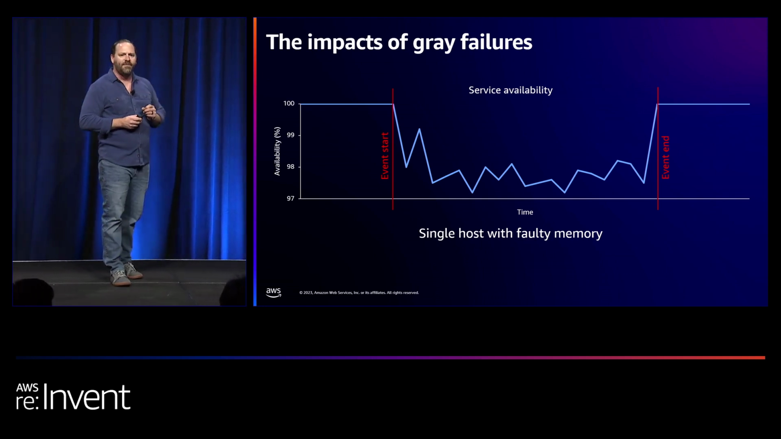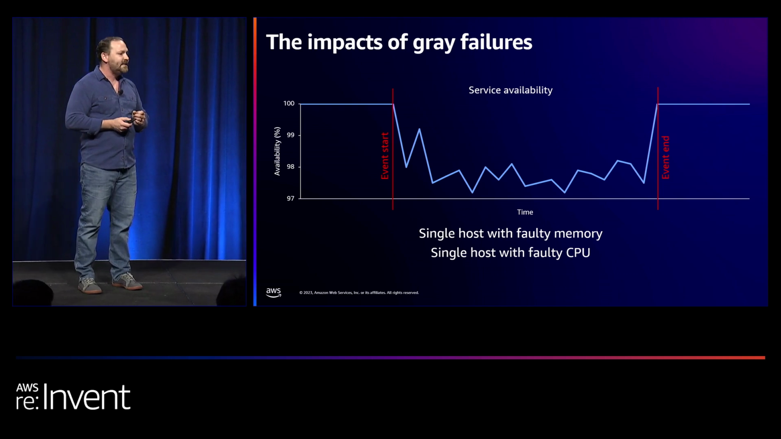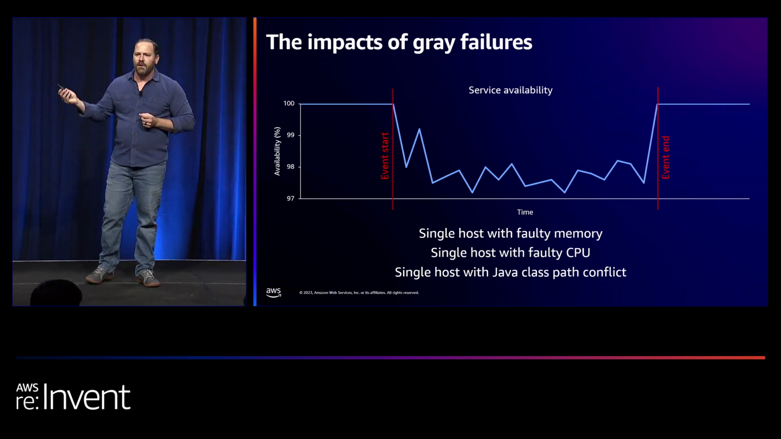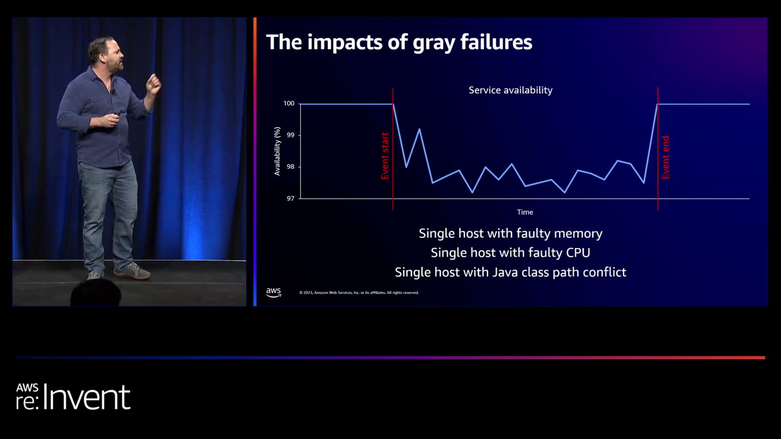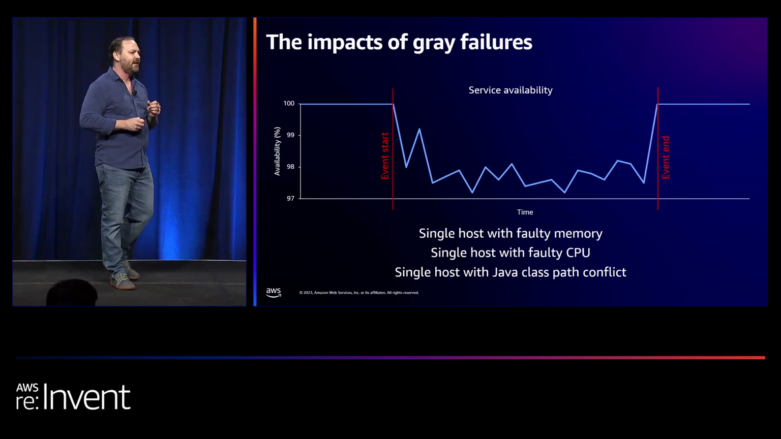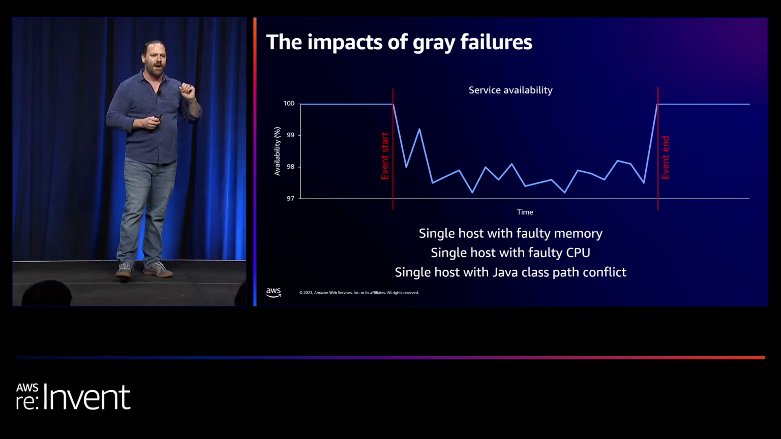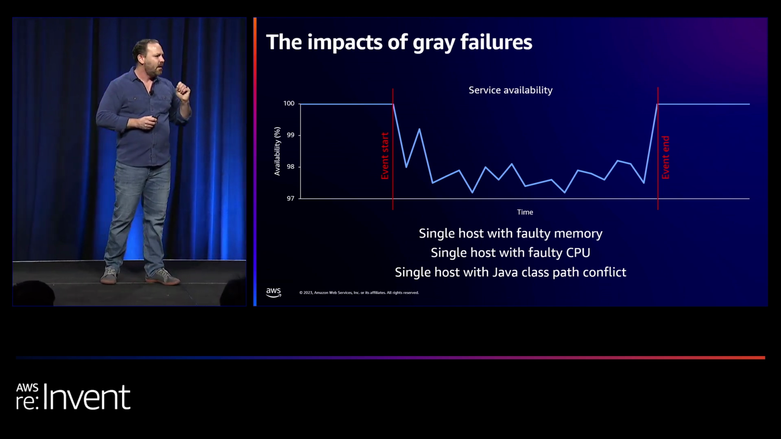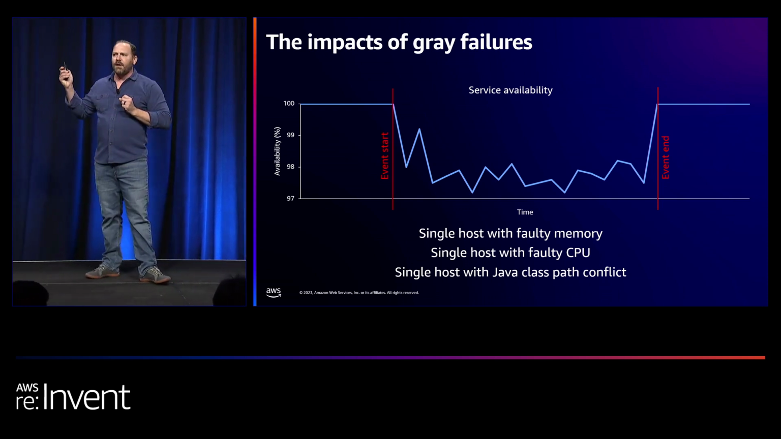And we experience these in lots of different ways. A single host with faulty memory. A single host with a faulty CPU. We even experience these types of things in software. I have a single host with a Java class path conflict. Java loads classes non-deterministically, and so we can find random ways that things fail on single hosts. And so these are all gray failures.